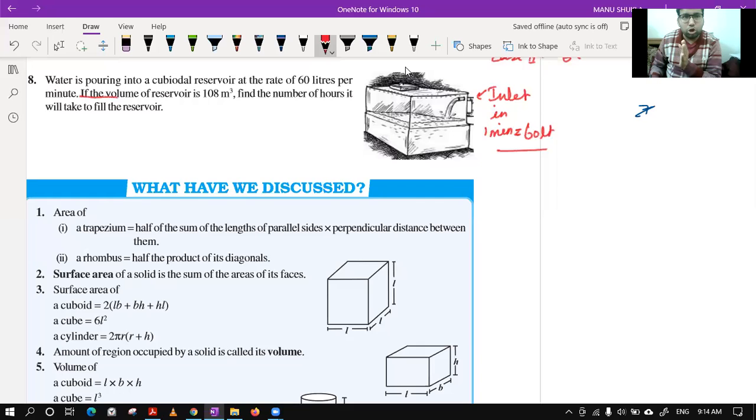Try to understand. In 1 minute, the inlet pipe is giving 60 liters of water in the tank, and they are saying the volume of the tank is 108 meter cube. You have to find in how many hours will it take to fill. Class, please tell me what will we do now? No, no, no. Ananya, this one is wrong, I think. The volume one you are saying. You have to check. Class, please tell me what should be the statement now.